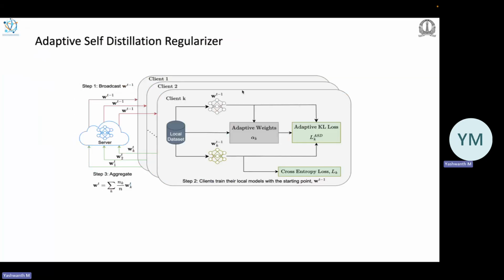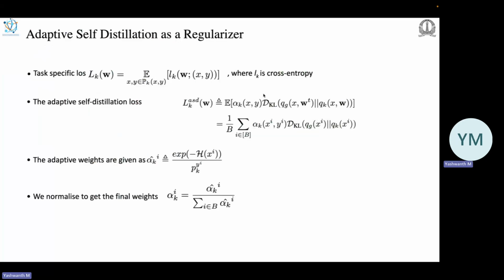So this is how our method works. Once the server broadcasts the model, we have a copy of the global model and a local model initialized with the global model. And while doing the local training on the local model, we keep minimizing the KL divergence between the global model and the local model. So this is the loss. This can be any task-specific loss. In this work, we consider the cross entropy loss, and this is the proposed distillation loss between the global model and the current local model.